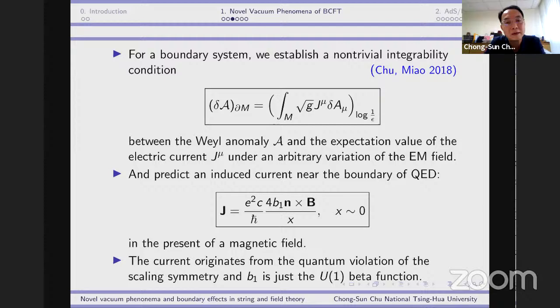And then we predicted this relation: J equals E squared C H bar, perpendicular to the B field and the boundary normal vector. The b1 here is the U(1) beta function, which measures how much the scaling symmetry is violated. This current can be derived in the way I just described using the Weyl anomaly.